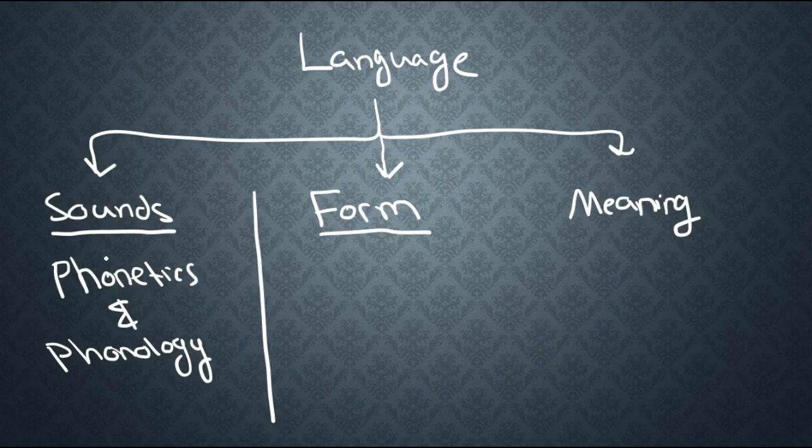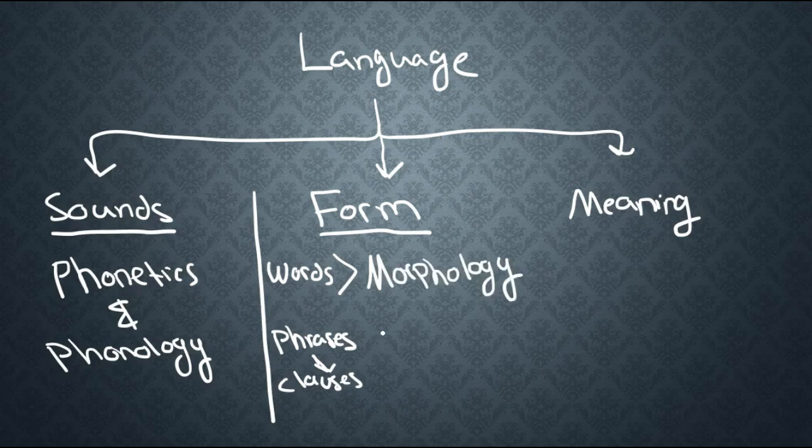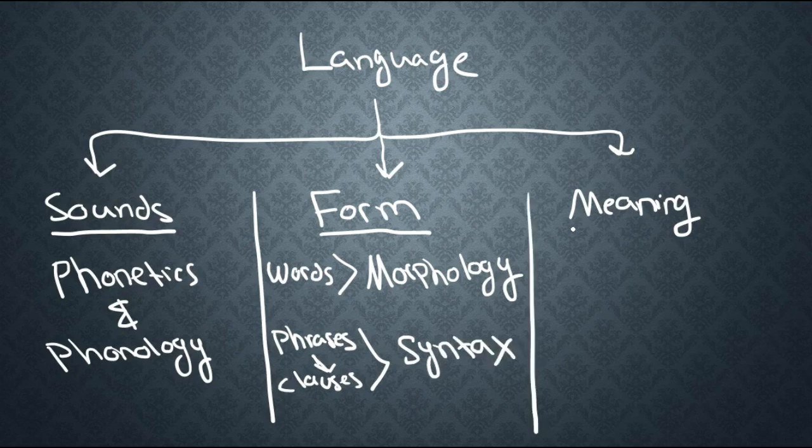Next we have form. Now after we have these sounds, we need to form them up in a certain way, right? So first we need to make words out of them, and then we need to make these words combine together to form phrases. Okay, so what we're looking for here is words, and then we're also looking for phrases, and these phrases actually combine together to give us clauses, which are basically sentences. Okay, so the part of linguistics that studies words is called morphology, and the part that studies phrases and clauses is called syntax. Now we move on to the part that interests us in this course, which is meaning.